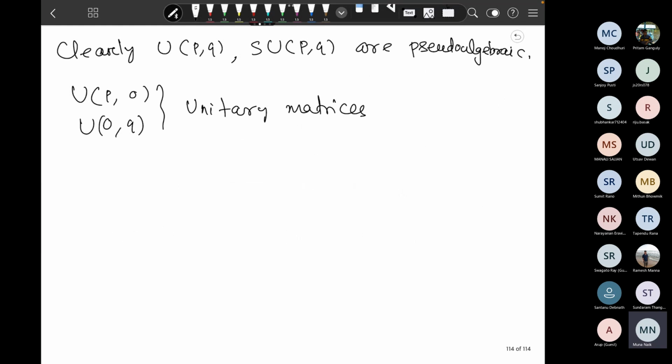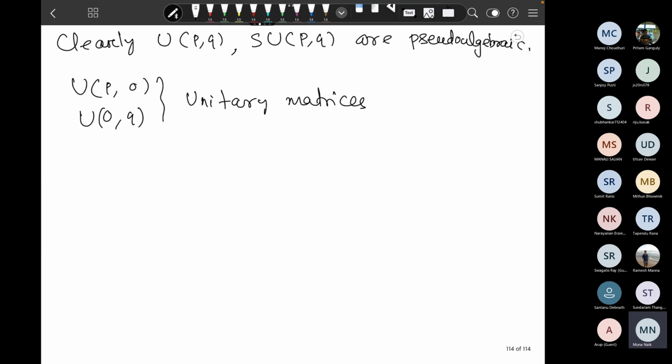So U(P, 0) and U(0, Q) are unitary matrices. Just wait, I will take some water.